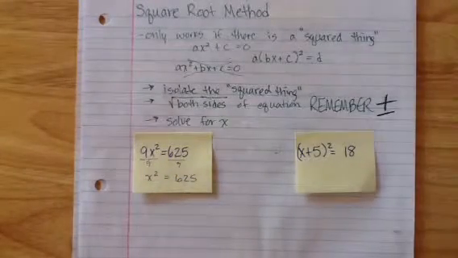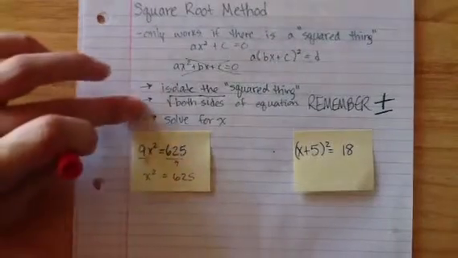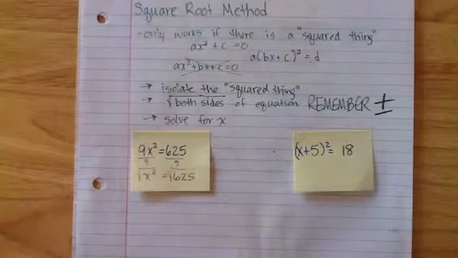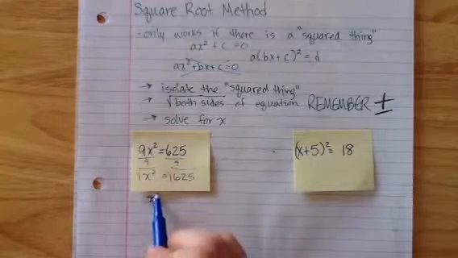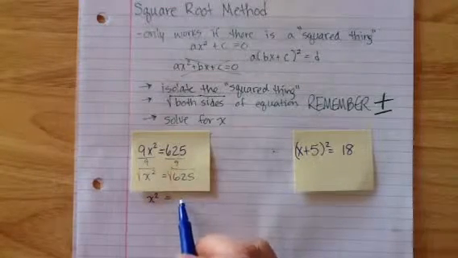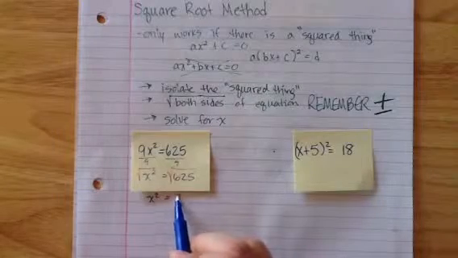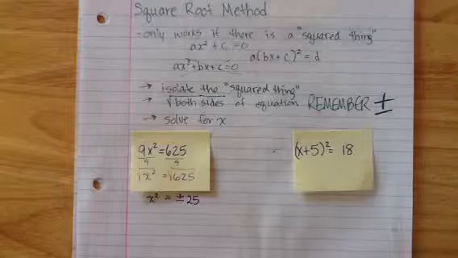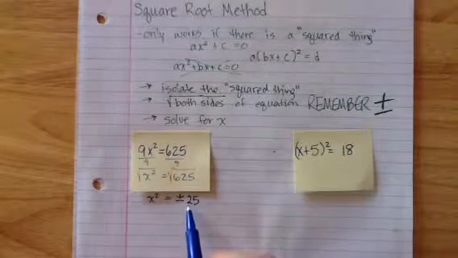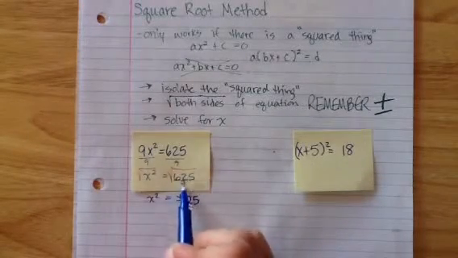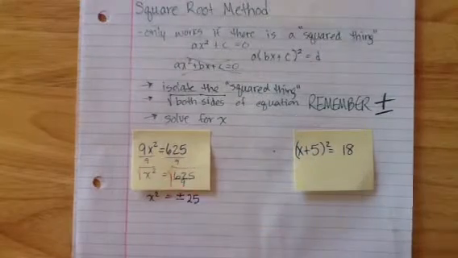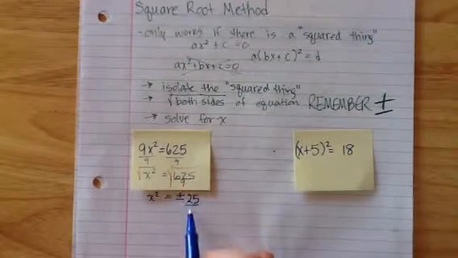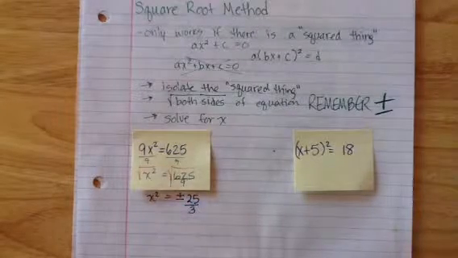And then to solve that, the next step is to square root both sides. So square root, and we get x equals, the square root of 625 is 25, so it will be plus or minus 25 over, oh, I forgot my over 9 here. And then the square root of 9 is 3, so it'll be plus or minus 25 over 3.